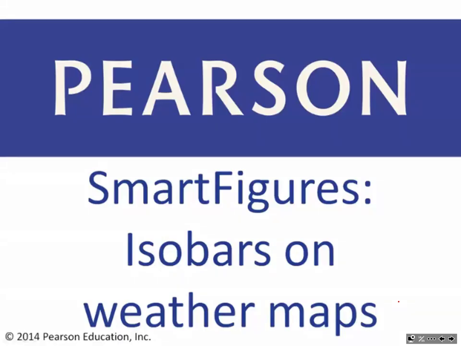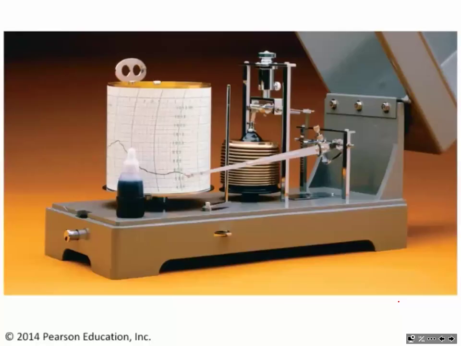Hello, this is Callan Bentley. Welcome back for another Smart Figure. This time we're going to take a look at how we represent air pressure on weather maps. We use a graphical device called an isobar. We measure air pressure with a variety of different devices. This is a barograph here that records changes in air pressure over time.